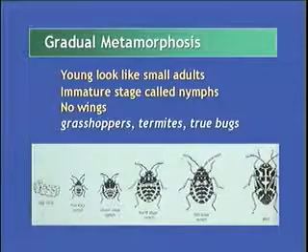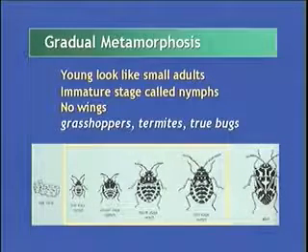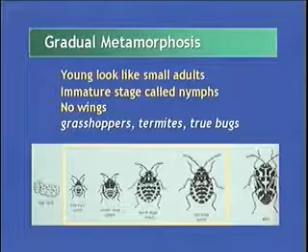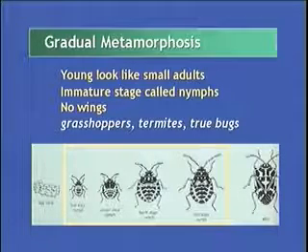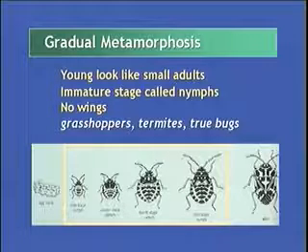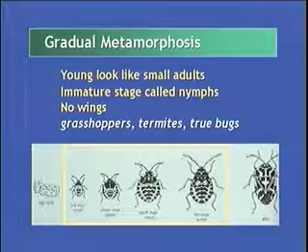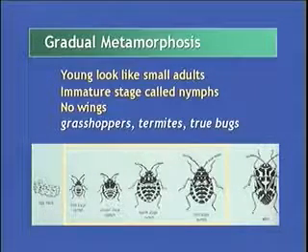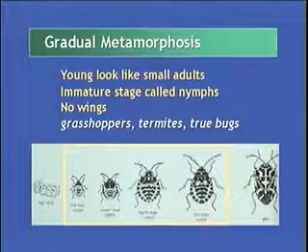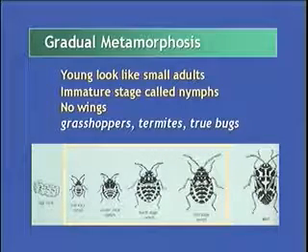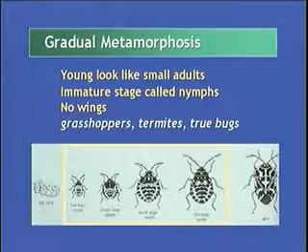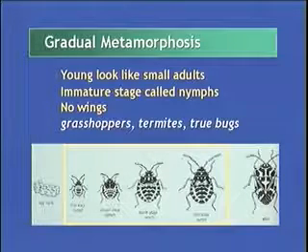With gradual metamorphosis, you start out with eggs, and then you have these younger stages that really look very much like the adult, but they're smaller. We call these immature stages nymphs. So sometimes you'll hear us talk about nymphs and larvae. If it's nymphs, that means that they've gone through this gradual metamorphosis. They don't look worm-like. They don't look very different. They look a lot like the adult. Those are nymphs. Leafhoppers, grasshoppers, termites, true bugs all have this type of metamorphosis.